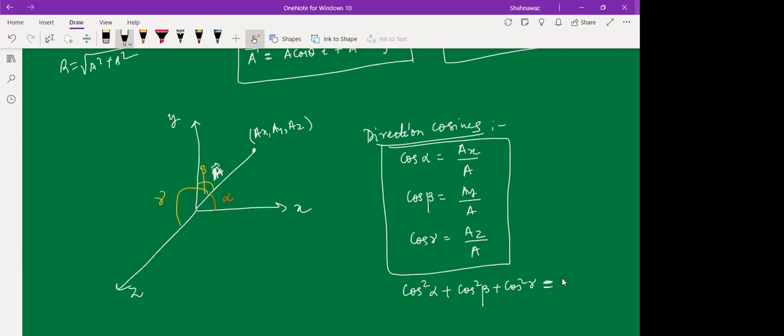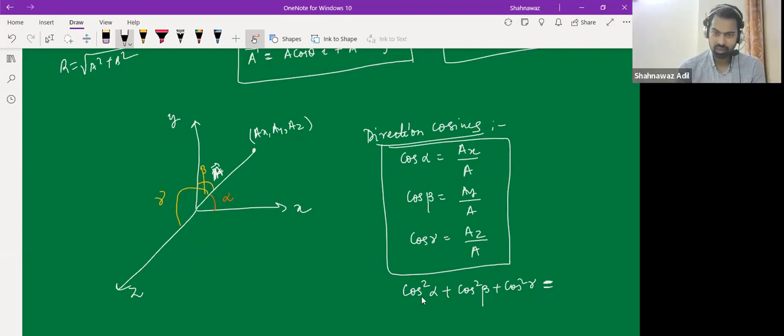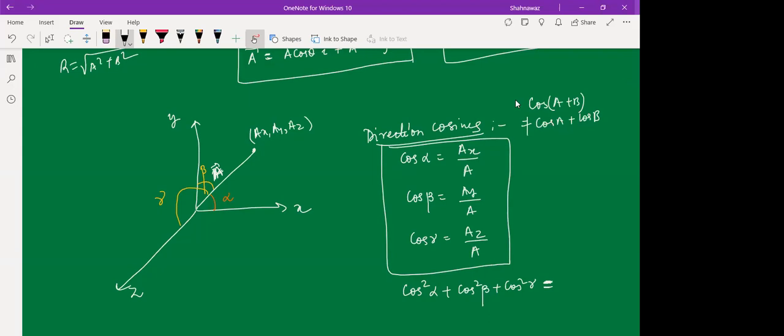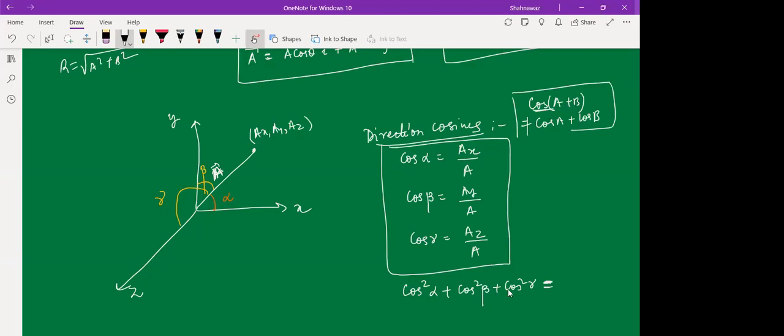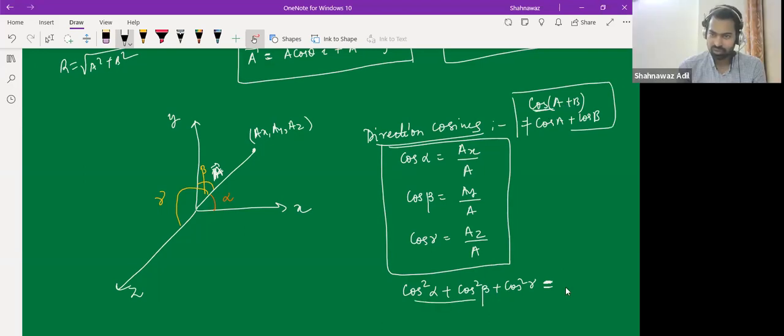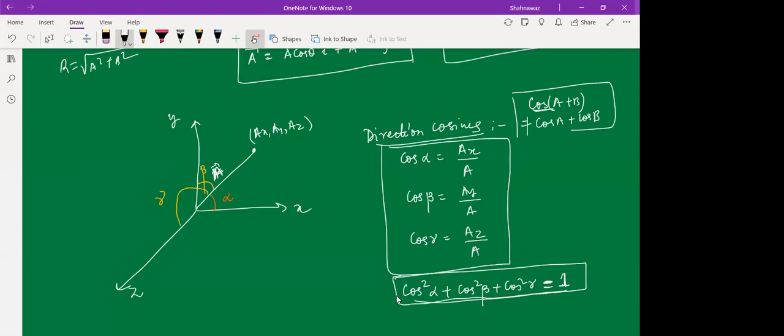Sir, can we take cos common outside? This is an operator, this is not a multiplication. Do you write cos (A plus B) as cos A plus cos B? No. This is not right because this is a trigonometric operation. So just recall, this is one. And we have proved this also in the class.